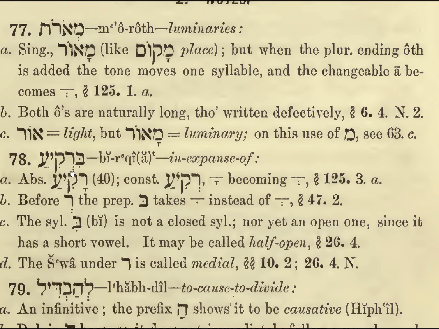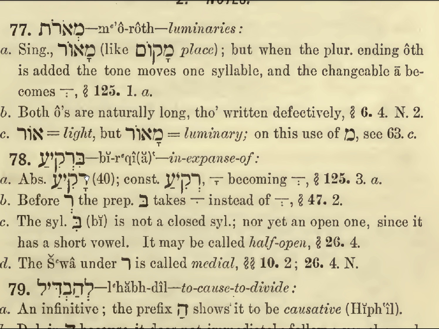Ma'or. Birki'ang. In the expanse of. The absolute is raki'ang. The construct is raki'ang. So the vowel here becomes the shva. Note that here we have a resh, and the preposition b takes this vowel e instead of the shva.